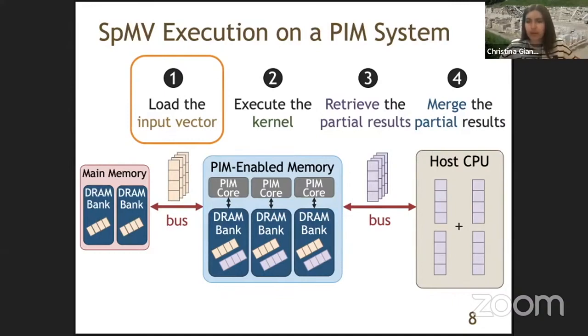Similarly, the retrieve time can be approximated in a similar way as the load time. And finally, the merge step is a simple reduction step on the host CPU. In the 1D partition kernels, it is 0, so it's very easy to consider it negligible. For the 2D partition kernels, it can be approximated based on the number of vertical partitions. The number of vertical partitions shows how many results we need to merge in order to assemble the final output vector.